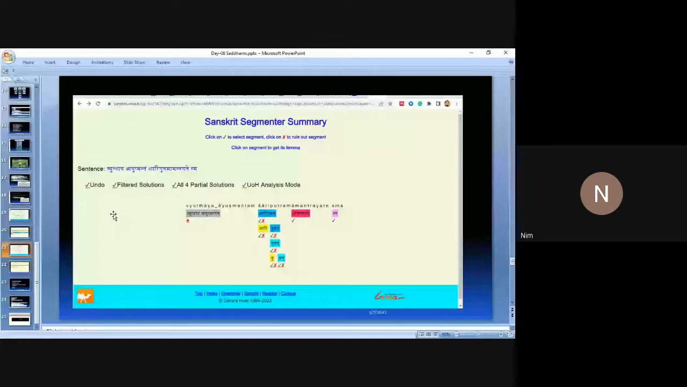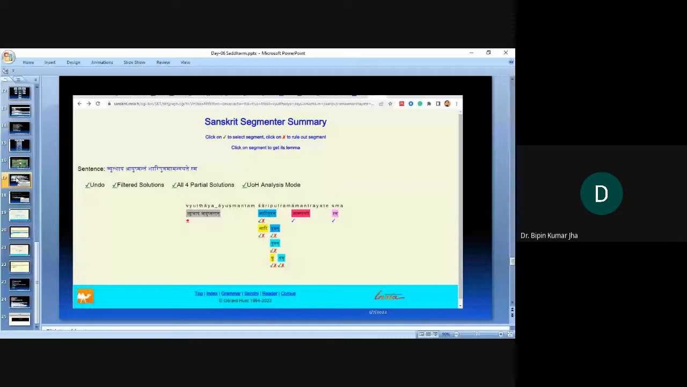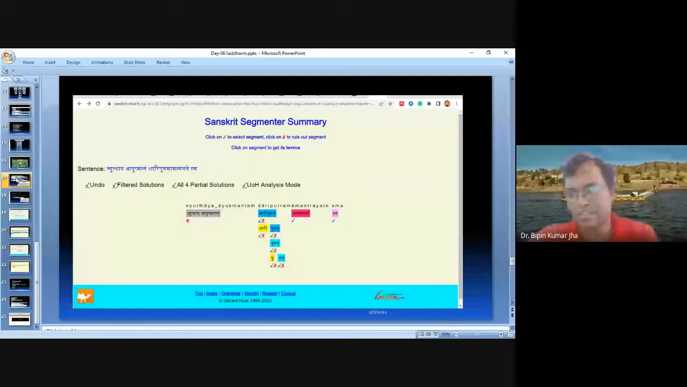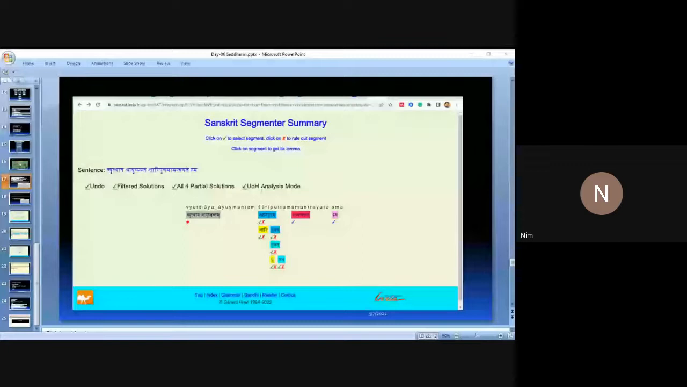Excuse me, sir. Can you guide us on how to input the sentence in the website? The website is very complex, and I don't know where I can input the Sanskrit sentence.